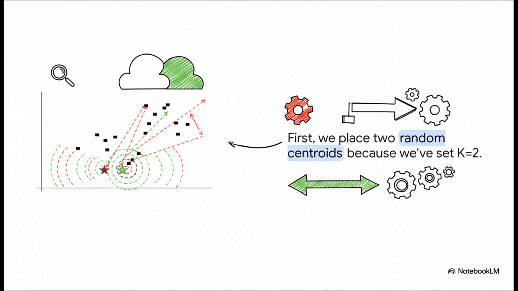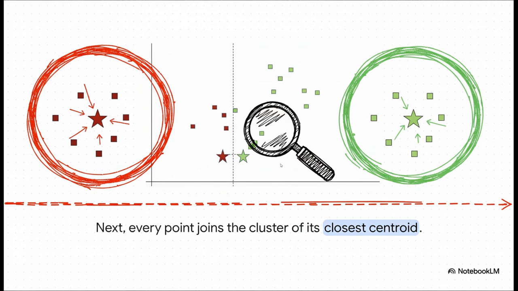Words are one thing, but let's actually watch this unfold. We've decided we want to find two groups, so we're setting K equal to 2. The algorithm kicks off by just dropping 2 centroids, those red and green stars, at totally random positions. And now for that first big step, the assignment. The algorithm looks at every single data point and asks a simple question. Am I closer to the red star or the green star? And just like that, you get your first 2 groups.